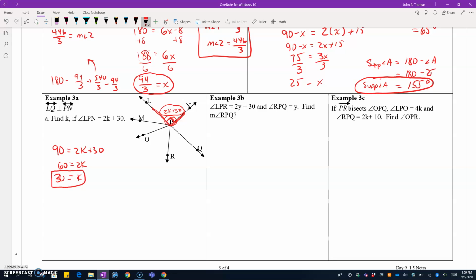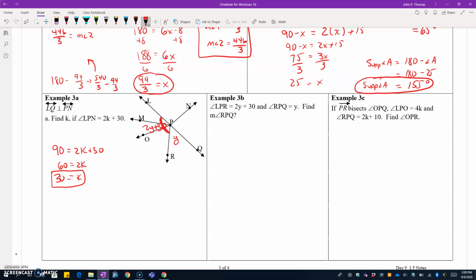If I go to 3b, the next example, it says LPR, and right there I noticed that they didn't give me a diagram, but this last diagram is labeled accordingly, so I think this is mostly a setup and structure of the question, leaning back on that diagram. So we're going to assume that to begin with, and then we'll adjust if we need to. LPR, so this big angle here, is 2y plus 30. That's the entire large angle there. RPQ is going to be y, and it says find RPQ.